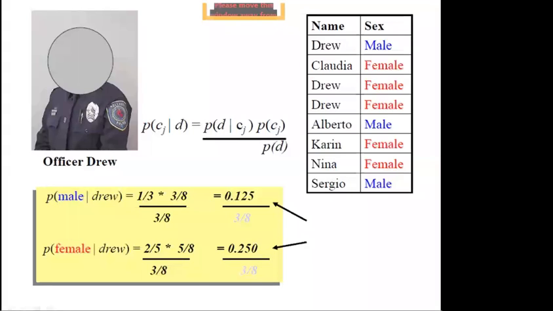So the probability of Drew being male is 0.125. The probability of Drew being female is 0.250. So what does that mean? It clearly indicates that this cop is female. This probability is high, so this cop is female. Is it clear? Have you understood?